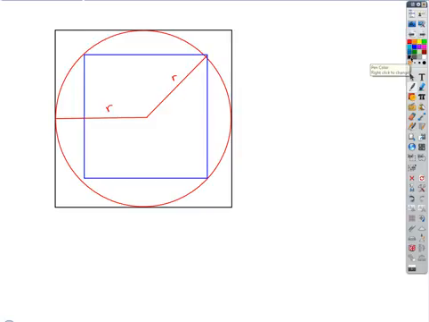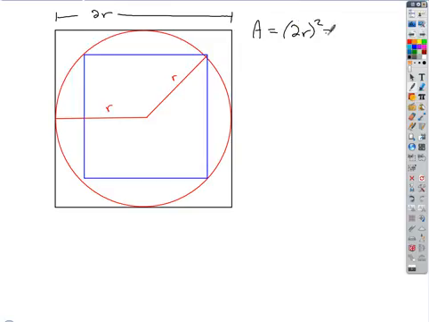Okay, so what's the width of the black square? 2r. Okay, so this distance is 2r, right? Yeah. So therefore the area of the black square is going to be the quantity 2r squared, which is 4r squared, right? Everybody agree? Okay.